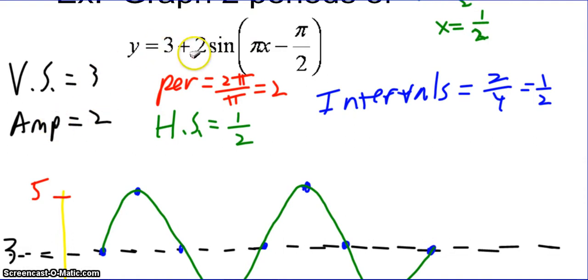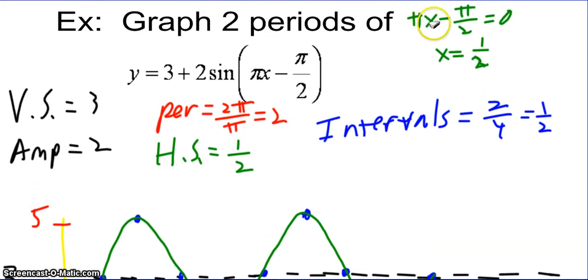The amplitude is 2. The period is 2 pi over pi, which is 2. The horizontal shift is 1/2, and you can see that from my work up here. Pi x minus pi halves equals 0, so x equals 1/2. The intervals are the period divided by 4, so that's 1/2.